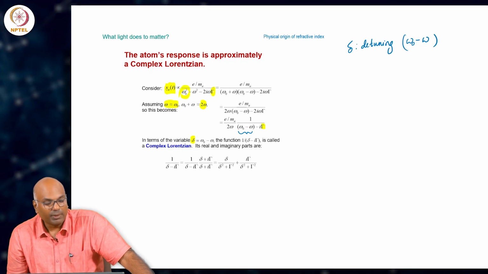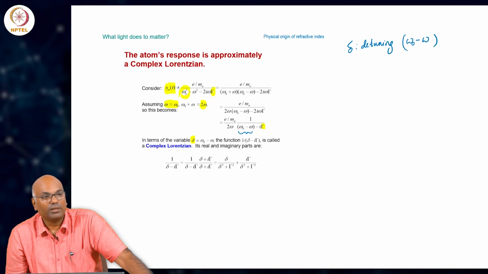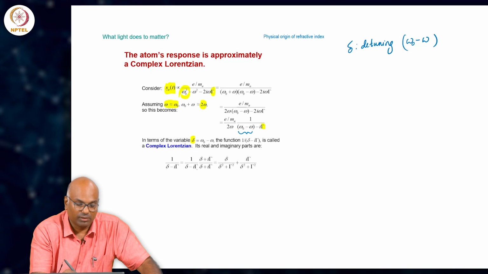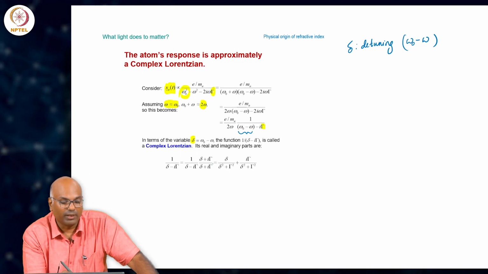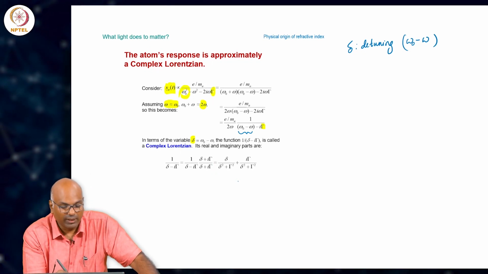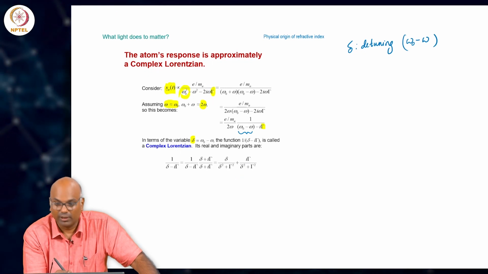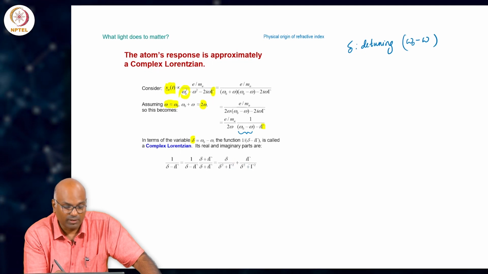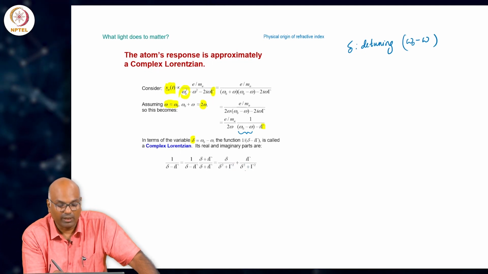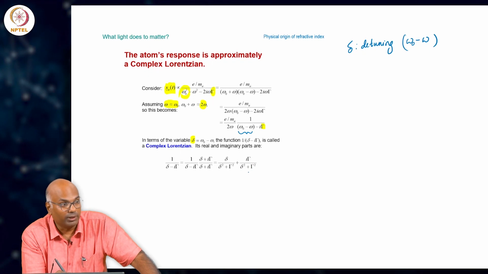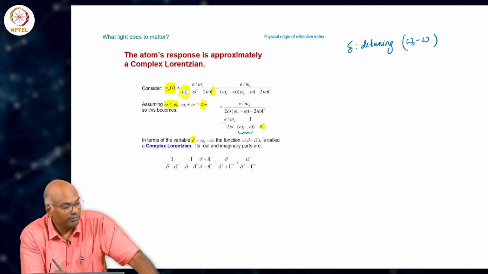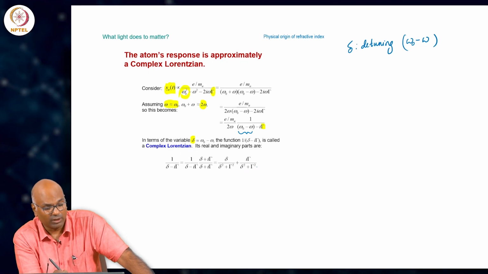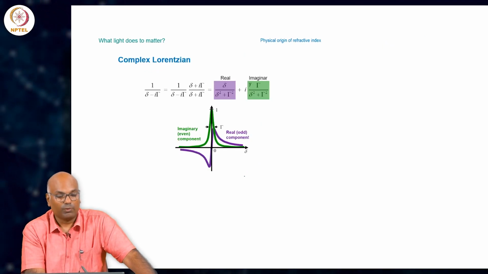Now we can separate this out efficiently into its real and imaginary parts by multiplying and dividing this quantity by delta plus i gamma, and then we get 2 components. The real part is delta by delta square plus gamma square, the imaginary part is i gamma divided by delta square plus gamma square. Delta and gamma are both real numbers, and we are dealing with the sum of their squares in the denominator. So, the denominator is a positive quantity.